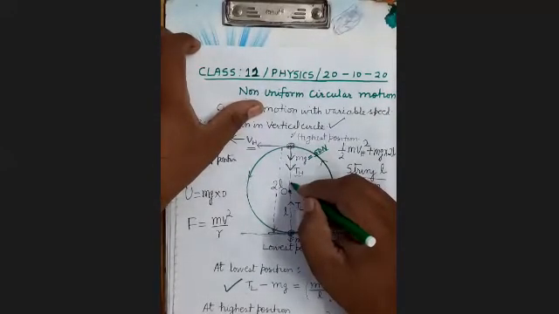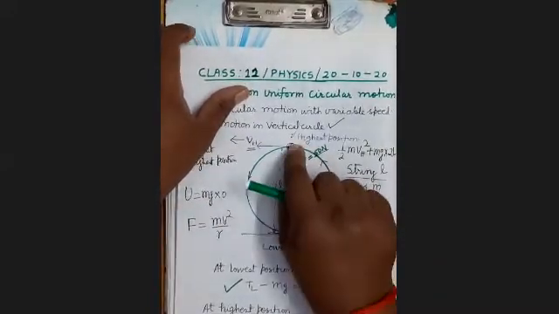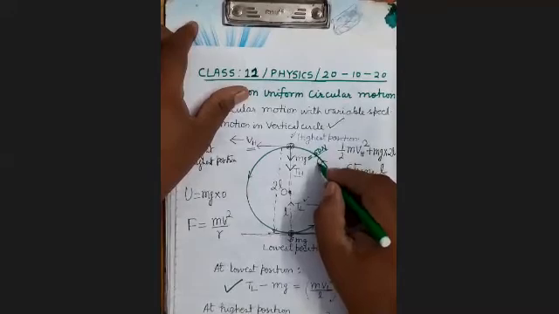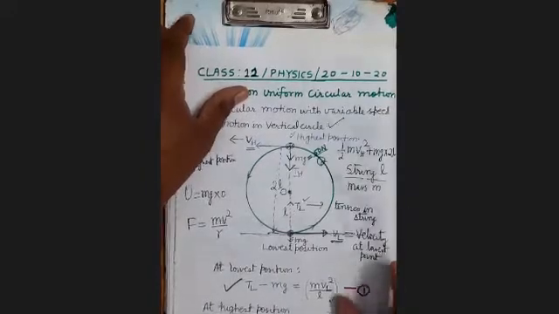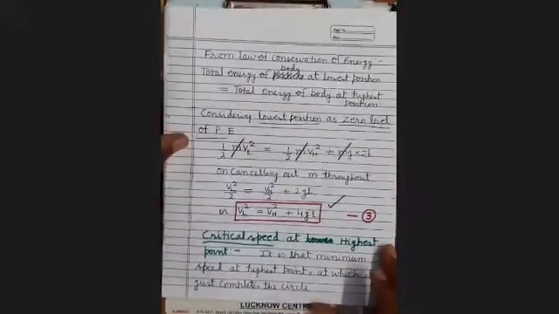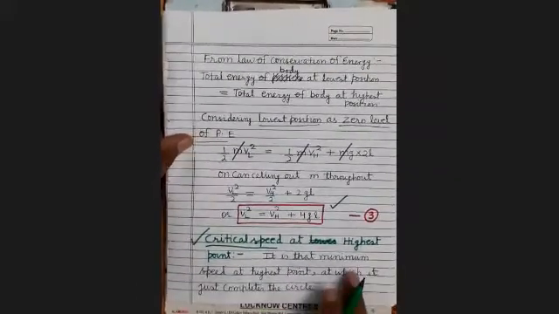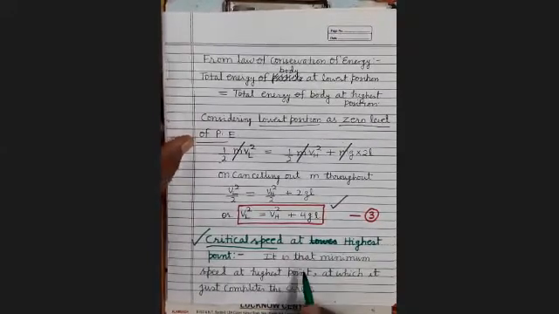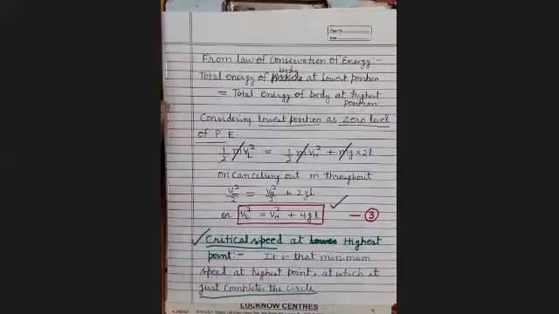String will slack, or even the body will not be able to reach here. Body will not be able to reach this point. It's clear? Before reaching this point, it will fall. From here, it will fall in the downward direction. So what is the minimum speed at the highest point? It is called the critical speed. And this critical speed is attained when tension in the string at the highest point becomes 0. At this minimum speed, body just completes the circle.